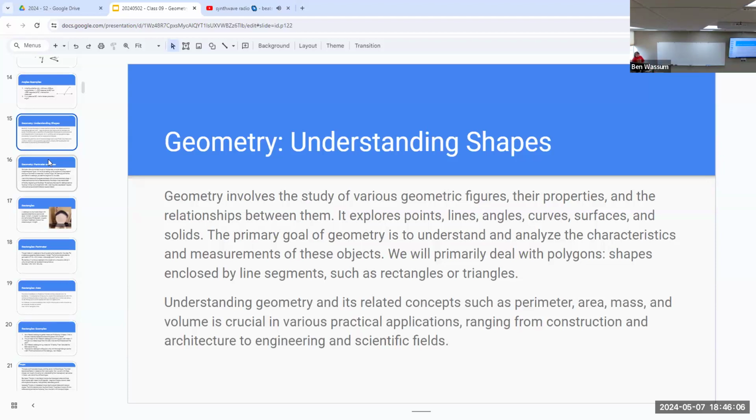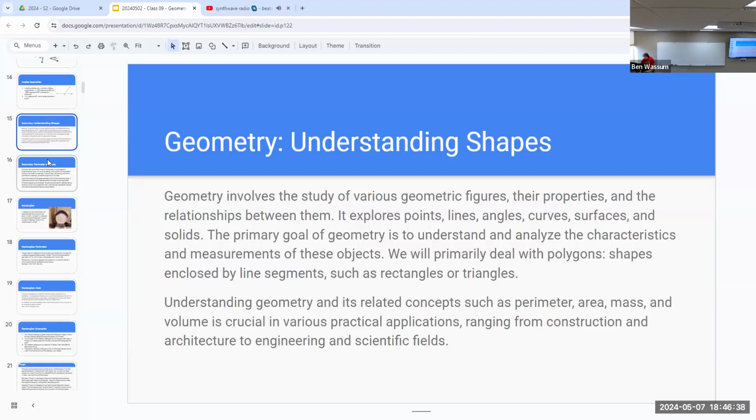So, geometry is the study of various geometric figures, their properties, and their relationships. It explores everything related to that: points, lines, angles, curves, surfaces, solids, all the stuff. Anything that has a shape, anything that has a direction. So the primary goal of geometry is to understand and analyze the characteristics and measurements of objects.